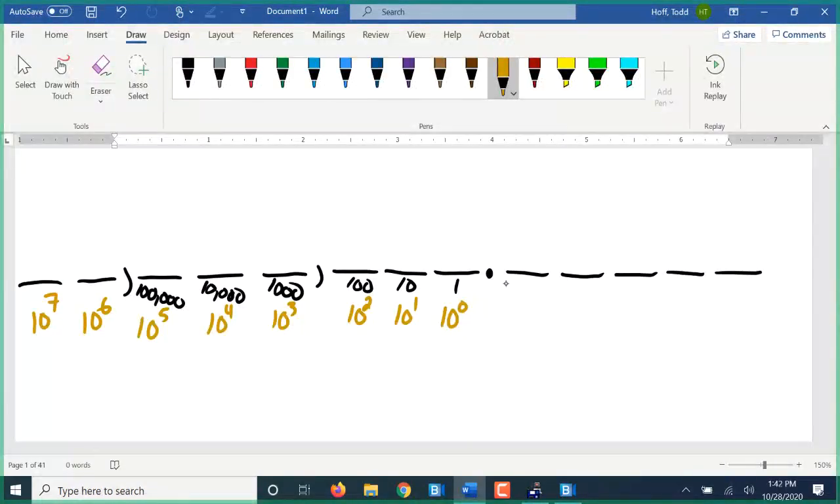Even going after the decimal point, 10 to the negative 1 is 1/10, and 10 to the negative 2 is 100th. 10 to the negative 3 is 1,000th. 10 to the negative 4 is a 10,000th. And 10 to the negative 5 is 100,000th. Our place values are simply powers of 10.